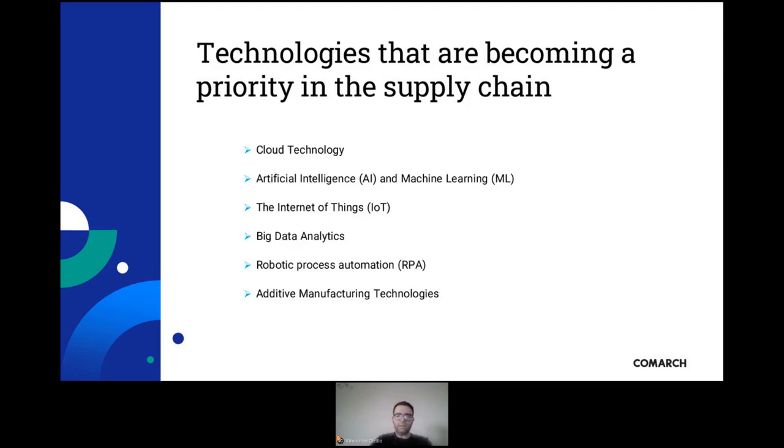But there are also other latest technologies, for example artificial intelligence, machine learning, Internet of Things. Big data analytics is also becoming a priority in supply chain, or also robotics. It's also another main priority right now in supply chain.